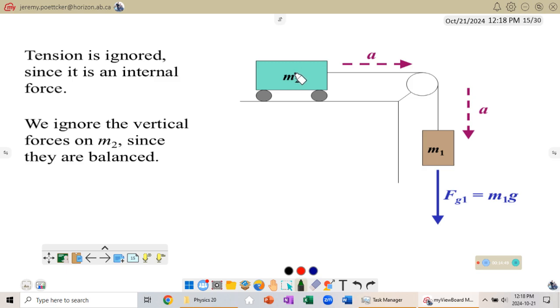The vertical forces on M2, we don't need to worry about it. Yes, gravity pulls down on M2. Yes, the normal force is pushing back up, preventing it from going through the countertop. But we ignore those forces because they are balanced. And now we're using these ones, which I know some of you don't love. But these ones are helping us to figure out what's going on. So force of gravity on 1 is equal to the mass of 1 times the acceleration due to gravity.